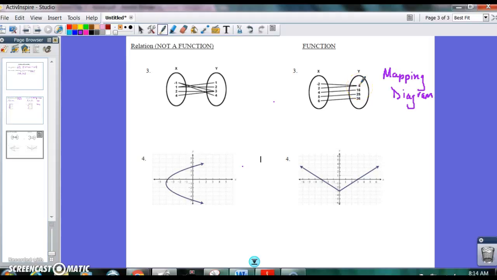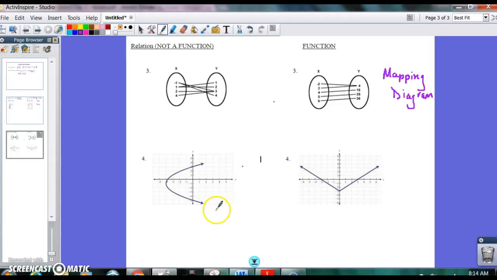And now people might say, wait a second, -2 and +2 are both going to 4. That doesn't matter. It doesn't matter if your y value repeats. It only matters if your x value repeats. If your x value repeats, it's not a function. So here my x value repeats. -1 repeats because it goes to 3 and it goes to 4. Here, none of my x's repeat because there's only one line coming out of each of them.